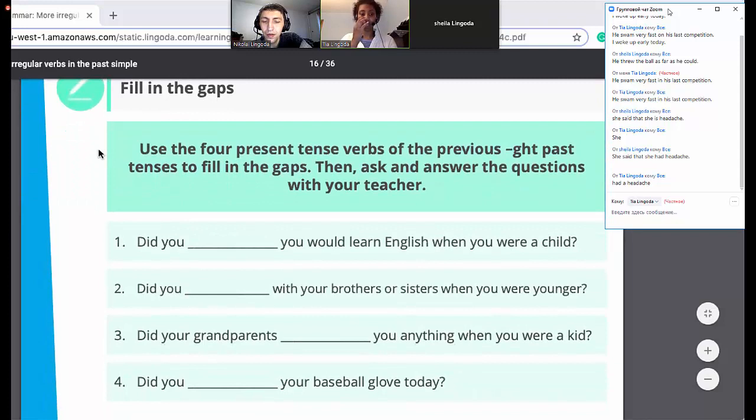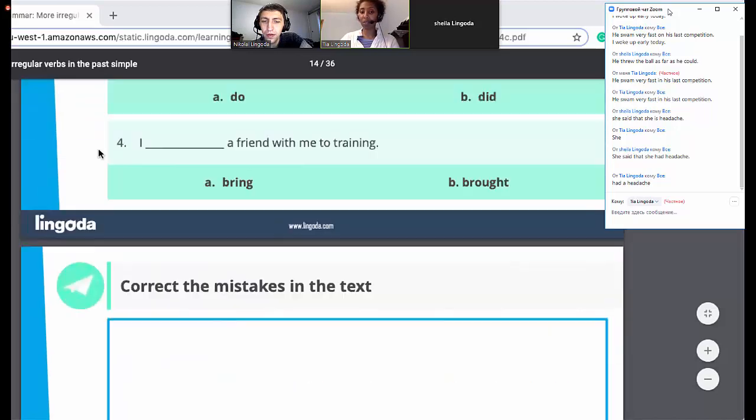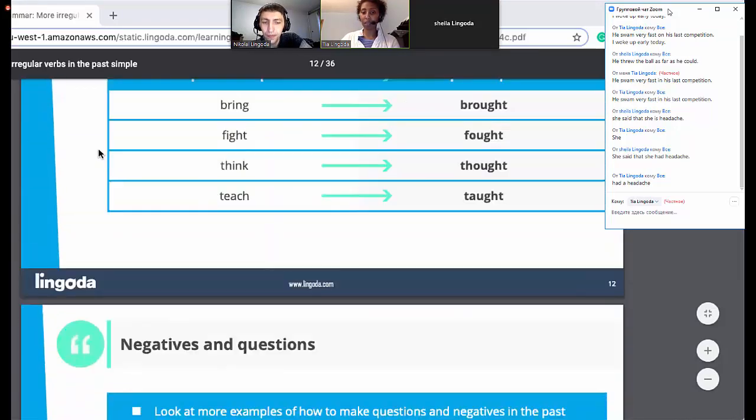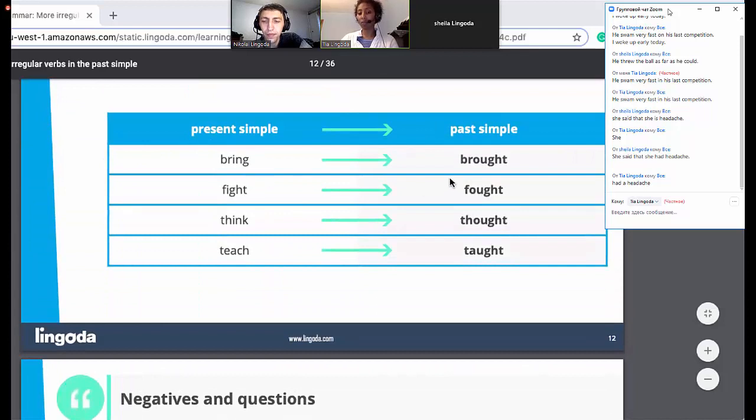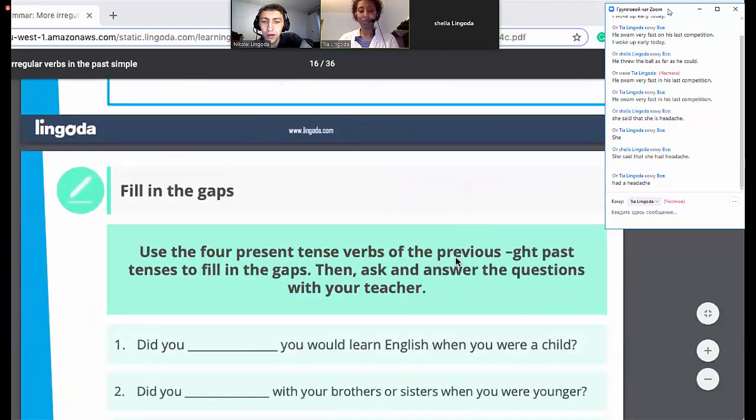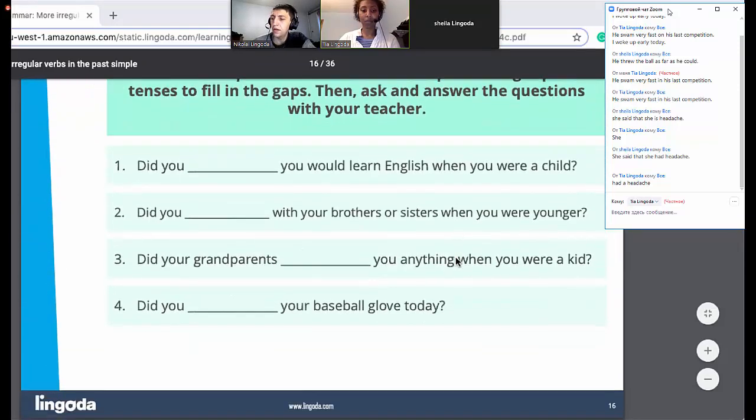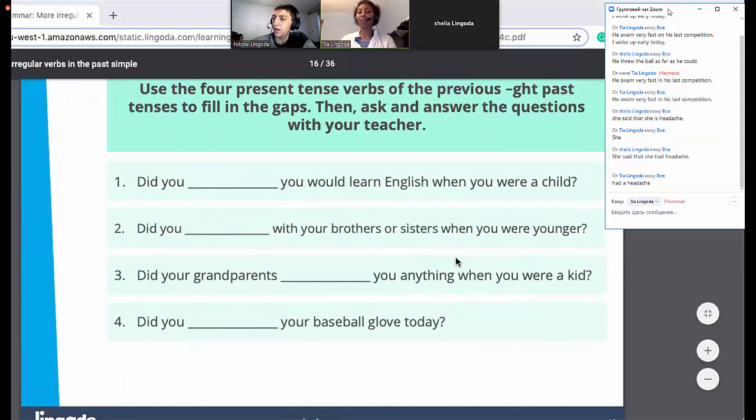So fill in the gaps. Use the 4 present tense verbs of the previous GHT. So they want you to use these 4, okay? Brought, fought, thought, and caught. Taught. Okay. Again, they want you to answer the questions after you do it, okay?